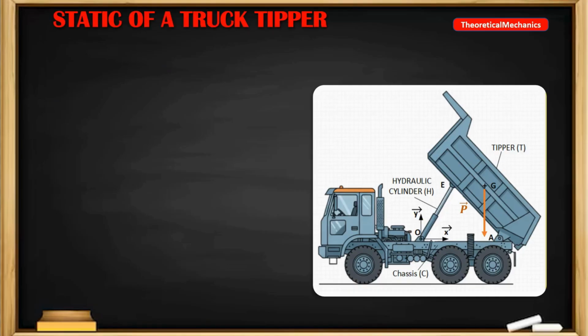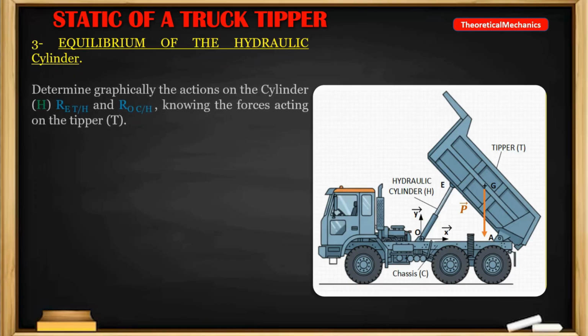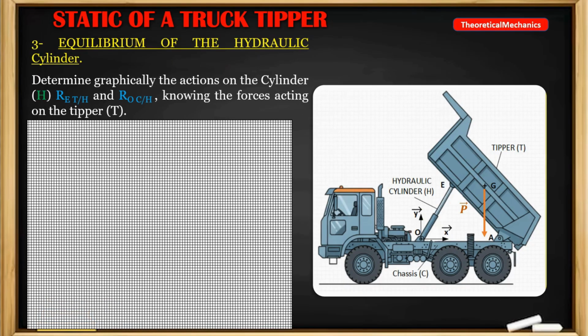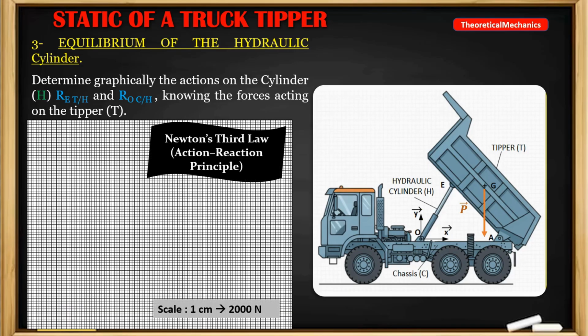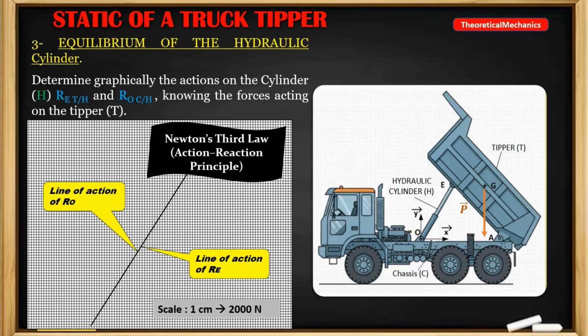So, to balance the cylinder, we proceed in the same way, except that here, the cylinder is subjected to two forces having the same magnitude and opposite direction. This is the principle of action and reaction. Thus, at each end of the cylinder, we represent two forces. At joint E, the action of the tipper body on the cylinder and the opposite reaction, and similarly for the action and reaction of the chassis and the cylinder at joint O.